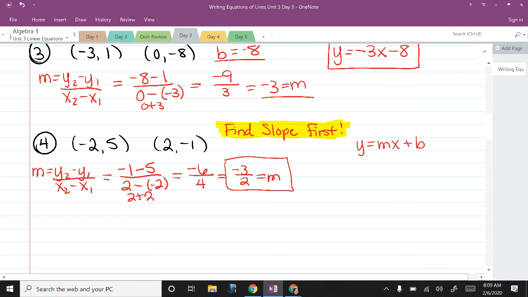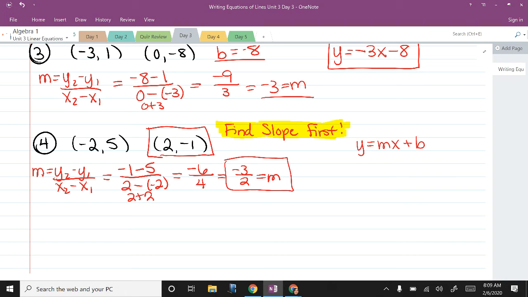Yes. When you can pick which point you use, just make sure that the x and y come from the same point. I like to circle or put a box around the point that I'm choosing so that way I keep going back to the same point. Got it? It don't matter which one you use.